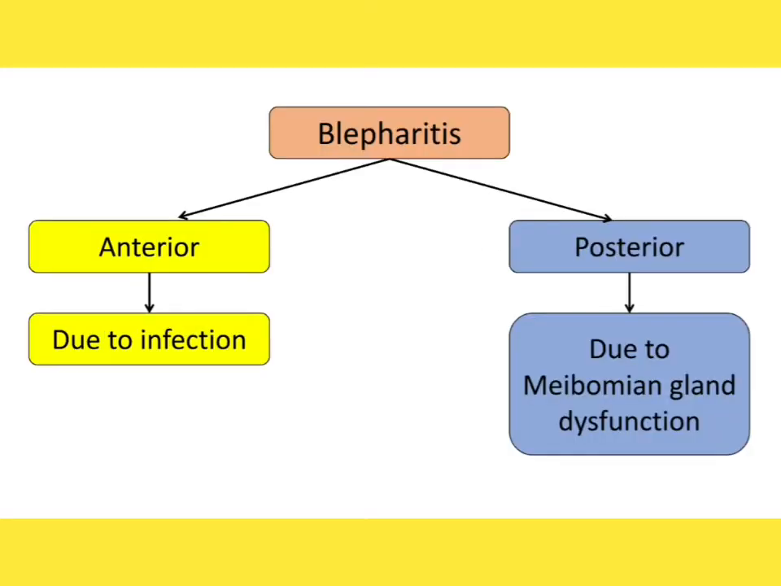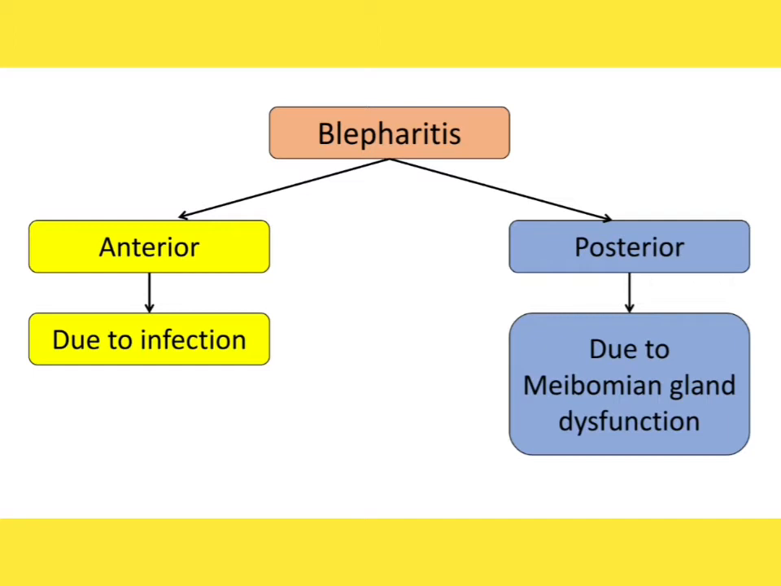If we talk about the classification of blepharitis, there is the anatomical classification, where it is of two types, anterior and posterior, depending on the location of the signs of blepharitis. Anterior blepharitis is due to infection, and these infections can be staphylococcal infection or infection due to herpes simplex virus or varicella zoster virus. So these viruses can lead to anterior blepharitis.